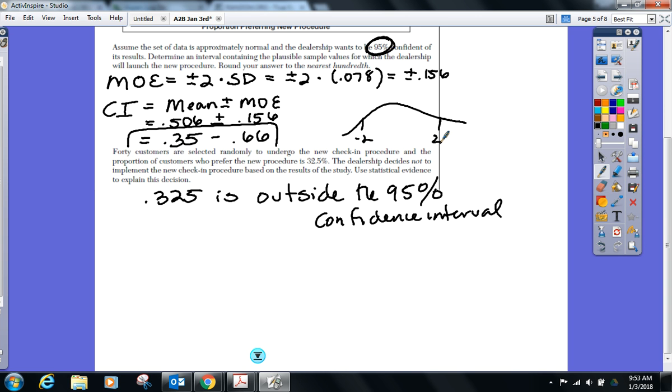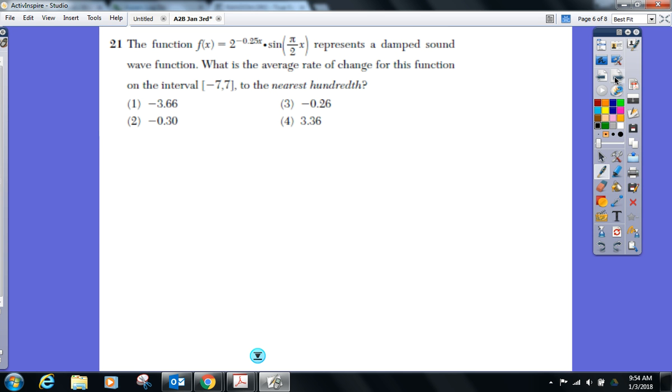Yes, no. I see what you're saying with negative, but the confidence interval is just mean plus or minus the margin of error, which is just 0.156. Okay? And to get to the interval, I take that, subtract it from my mean, and to get to the +2, I add it to my mean. Okay? Other questions? All right, let's go back to the multiple choice now. 21. Okay, go ahead, read through.